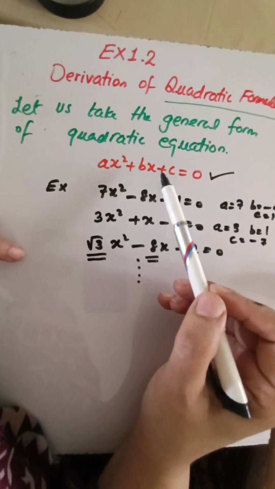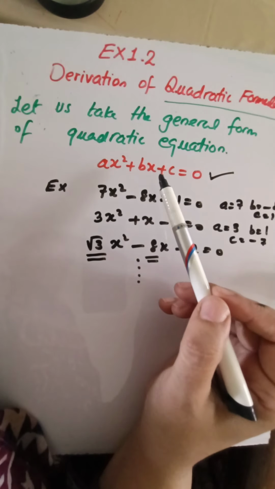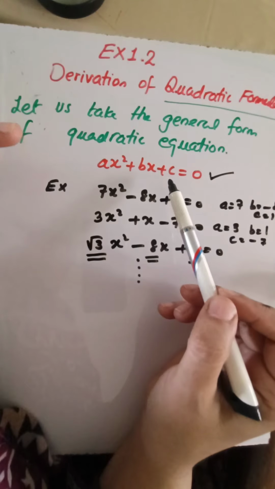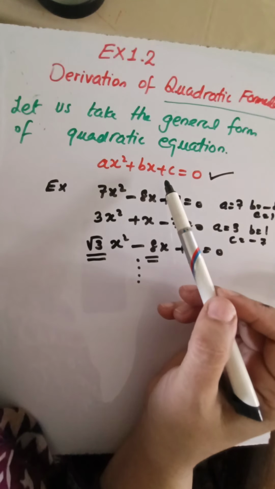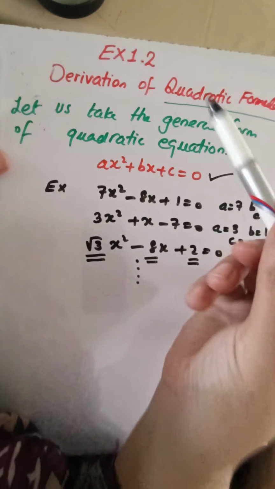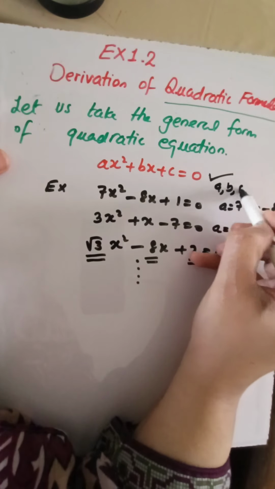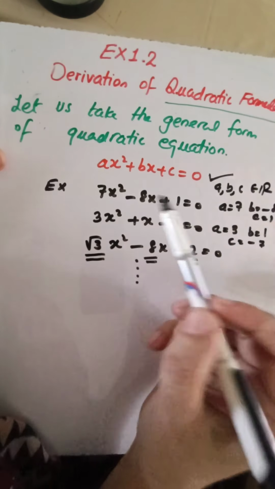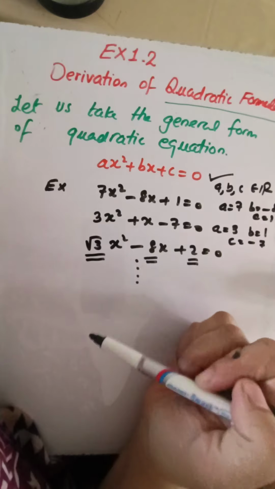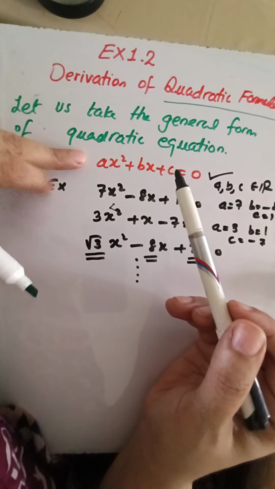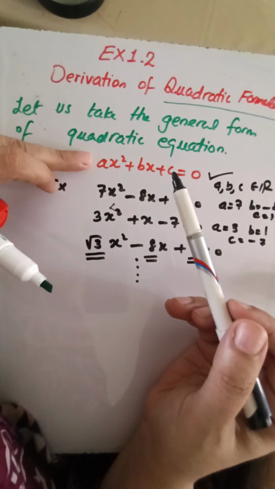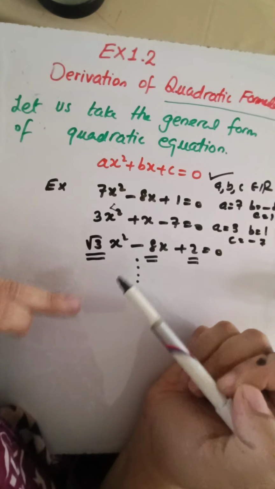If you change the coefficients, you get one quadratic. If you take some other values of a, b, c, you get one more quadratic. Similarly, because a, b, c can be any real numbers, if you change a, b, c, you get different quadratic equations. So this is the most general form of the quadratic equation. This represents all these quadratics.